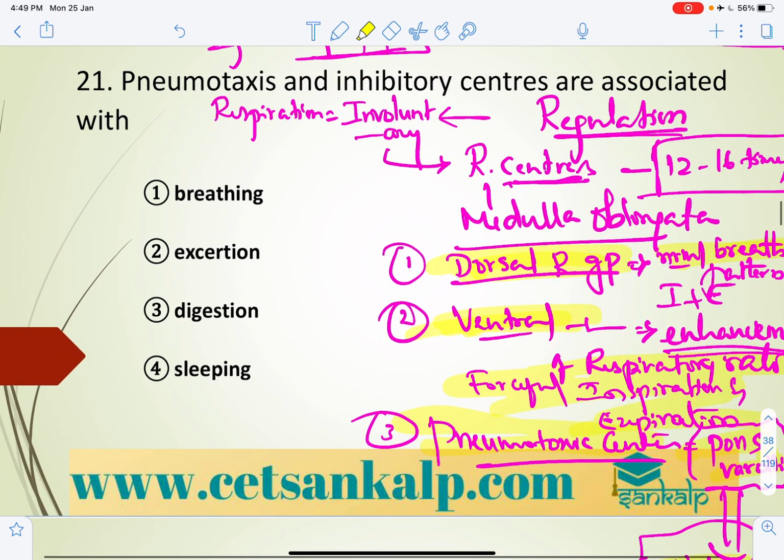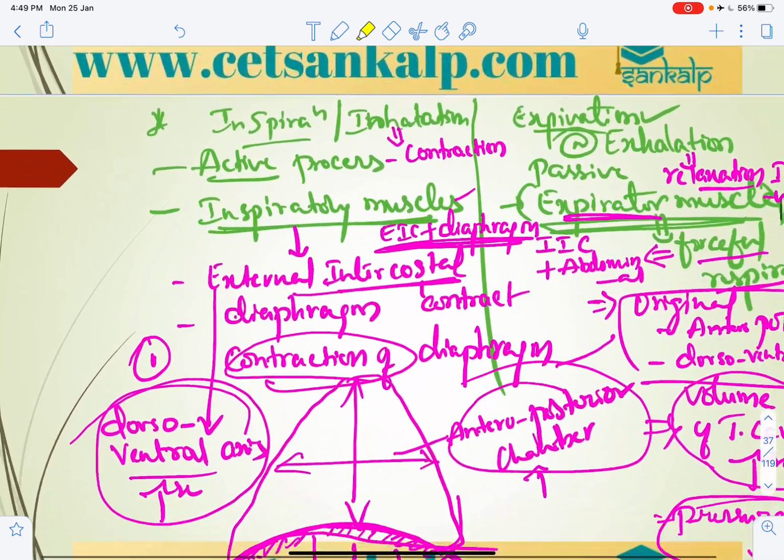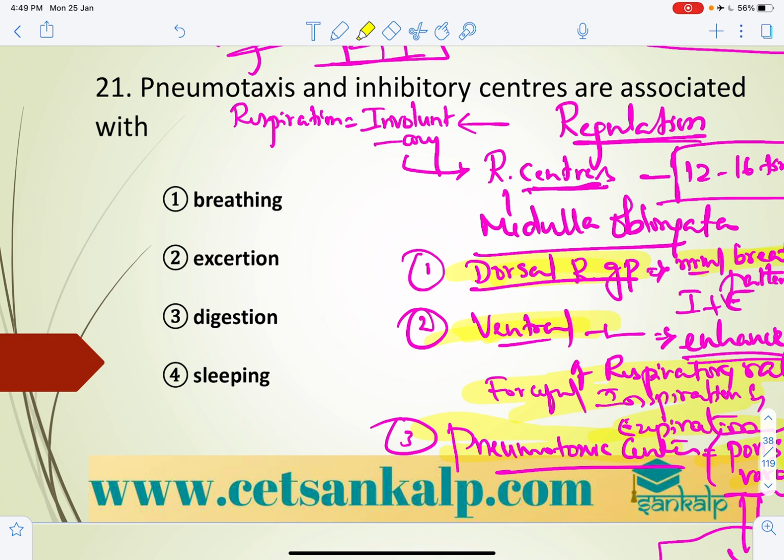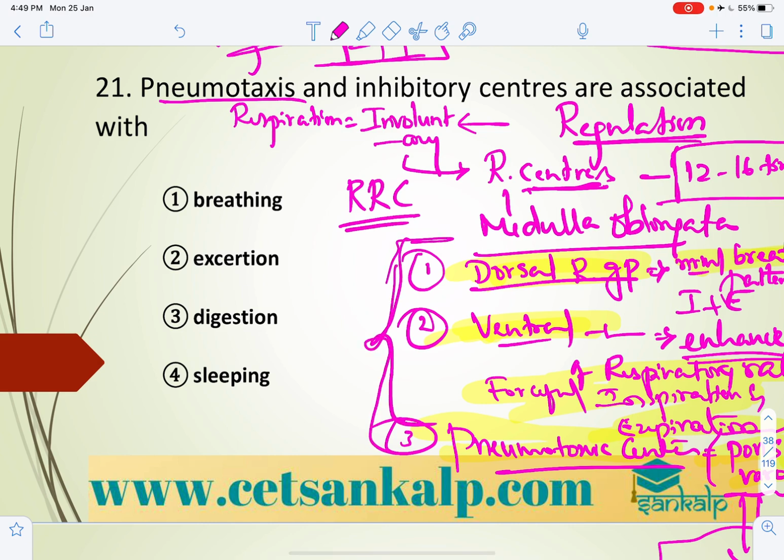So let us take one question related to this. Pneumotaxic and inhibitory centers are associated with. These pneumotaxic centers themselves act as an inhibitory center, where it inhibits the rate of inspiration. So the center is associated with the respiratory rhythm center. All these three together form the respiratory rhythm center.